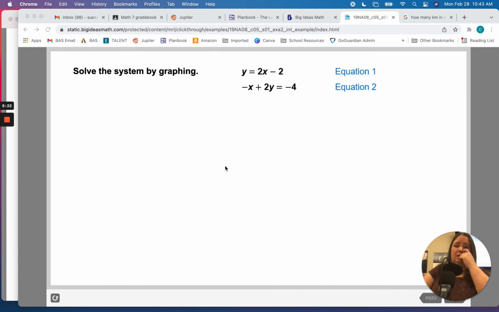Okay, so we're going to solve this system. First thing you need to look at, are these 2 lines in slope-intercept? No. The first one is, the second one is not. So we need to put this one into slope-intercept. Yeah, I agree with John.